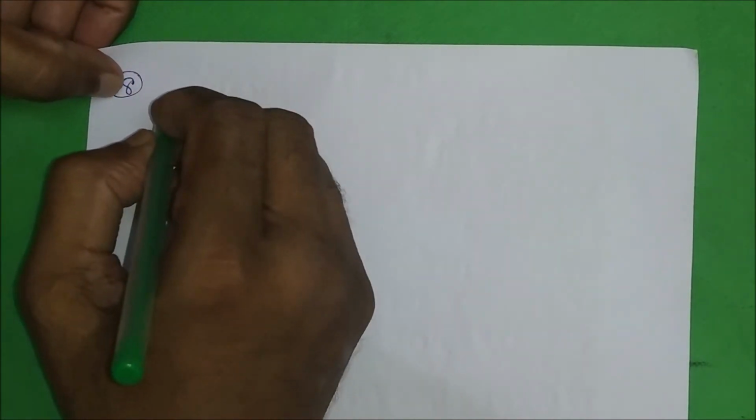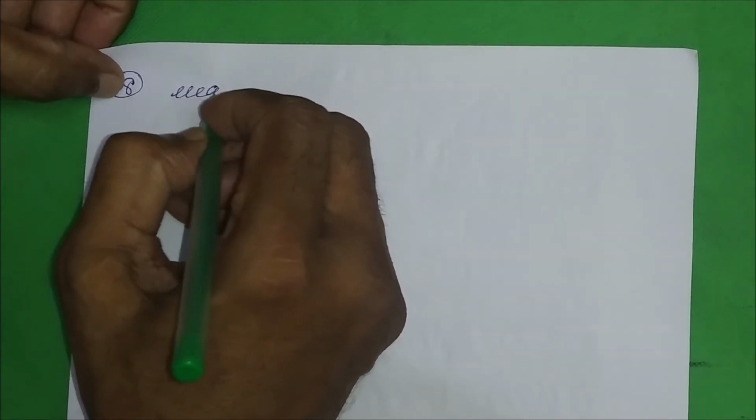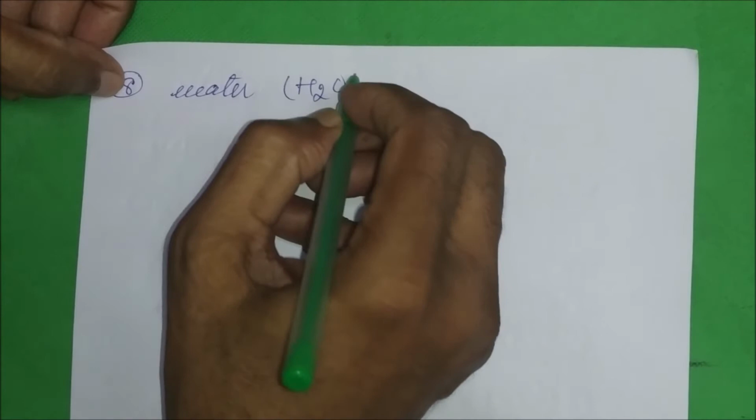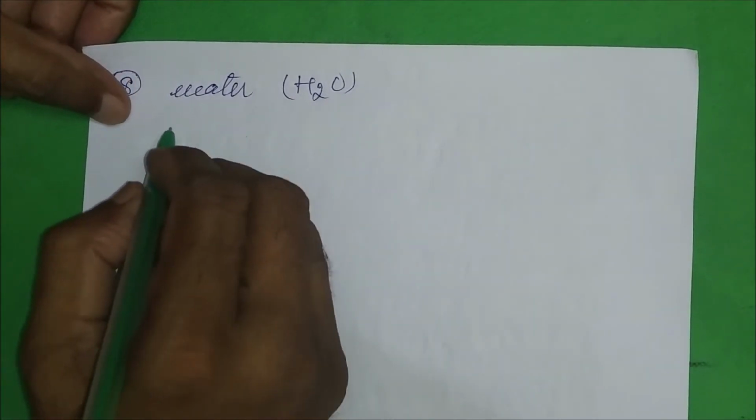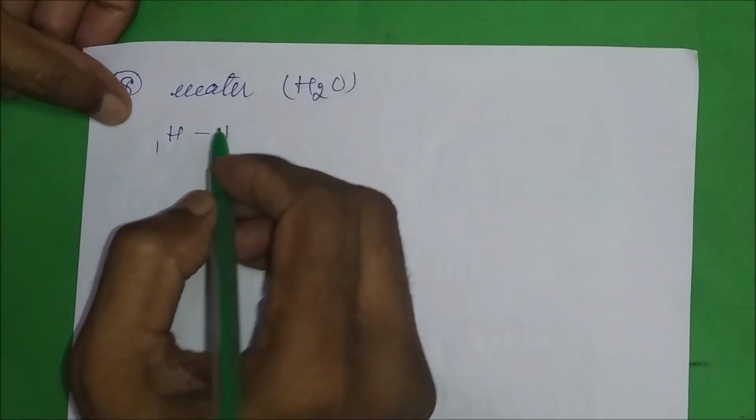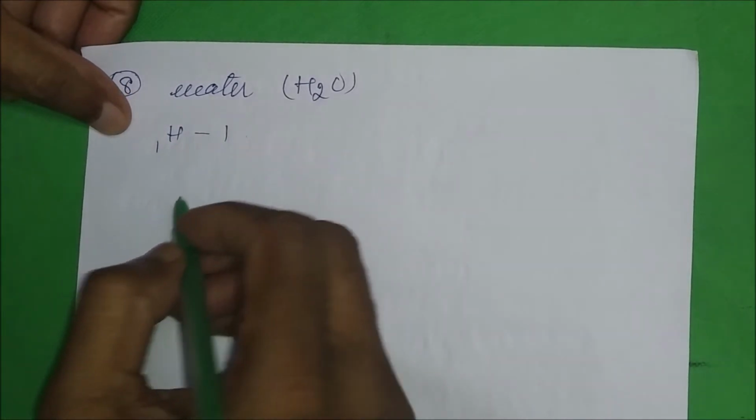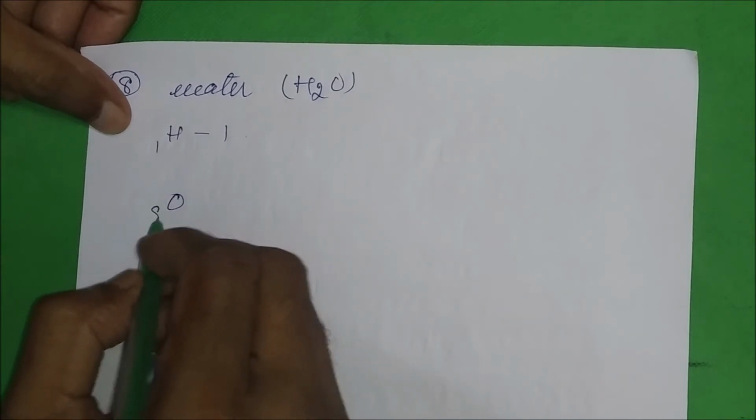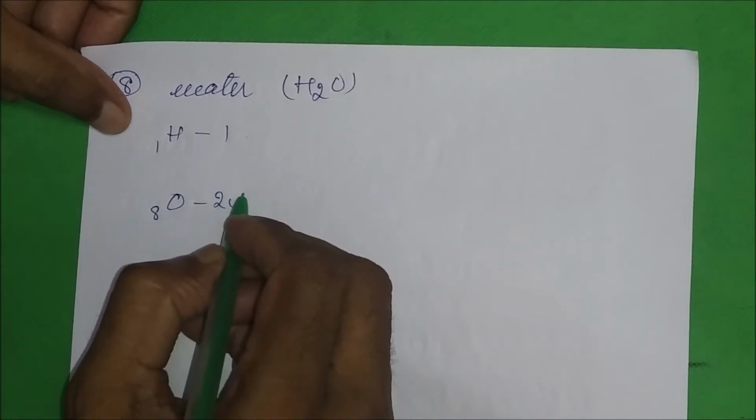Like water is there. Water that you know, very simple, H2O, right? Hydrogen atom is what? Hydrogen 1 is there, so here 1 will be there, right? Oxygen, what will be there? That you know 8, so it will be 2 and 6.